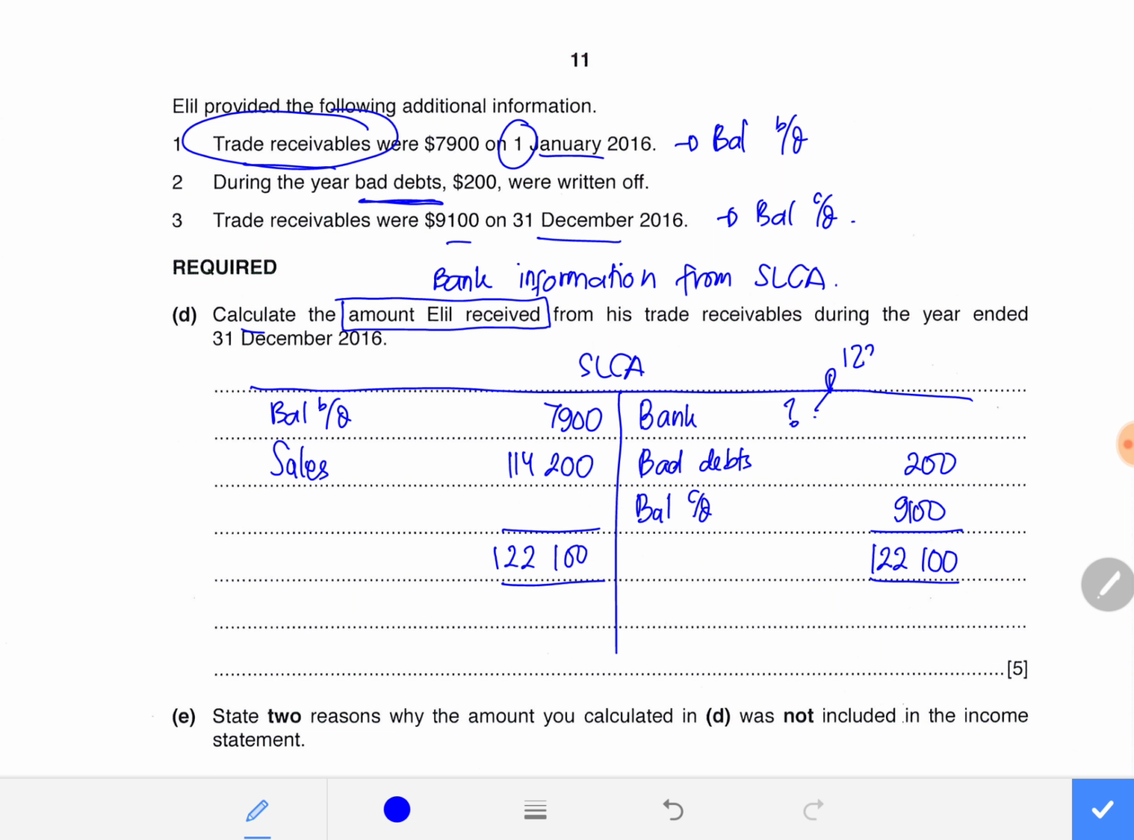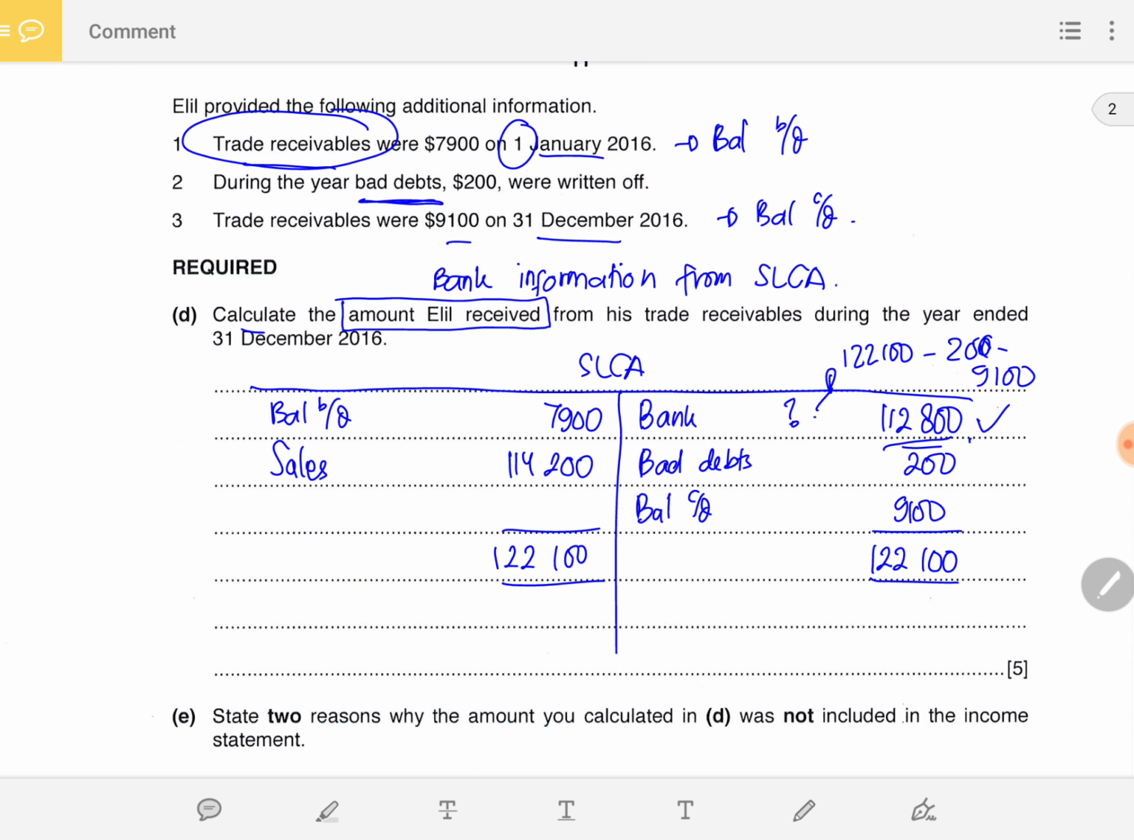Simple. 122,100 minus 200 minus 9,100. So it is equals to 112,800. This is your answer.